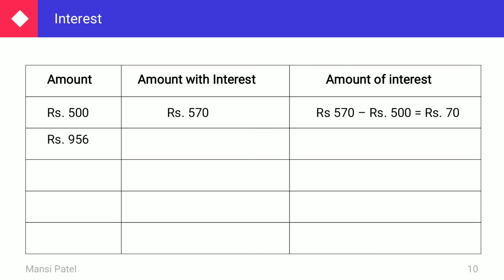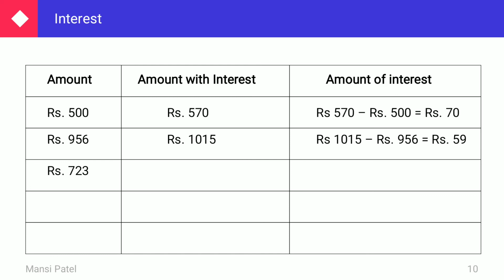Now if you lend some money, that is 956, after returning it, they return to you 1050, and you have to find out the amount of interest. How can you find it? From this amount with interest, you have to subtract the amount. So do the subtraction: 1015 minus 956, that is rupees 59. So this 59 is known as interest.